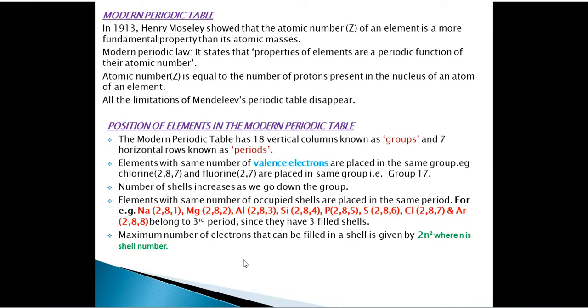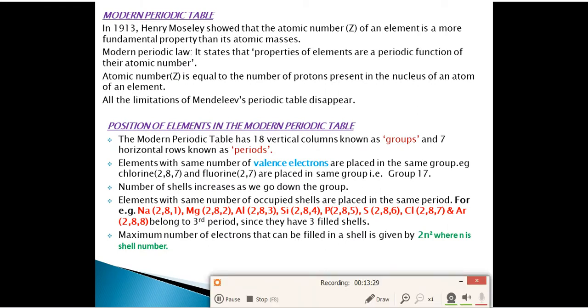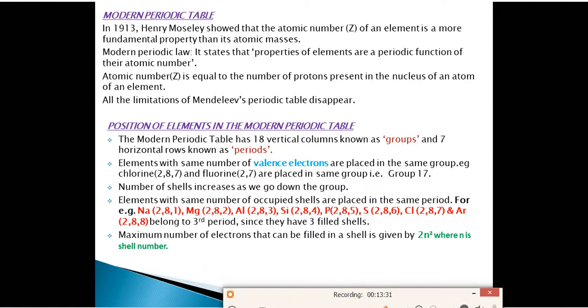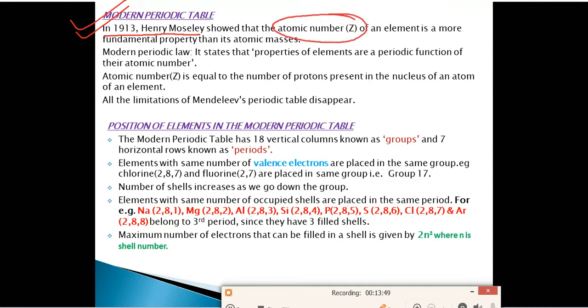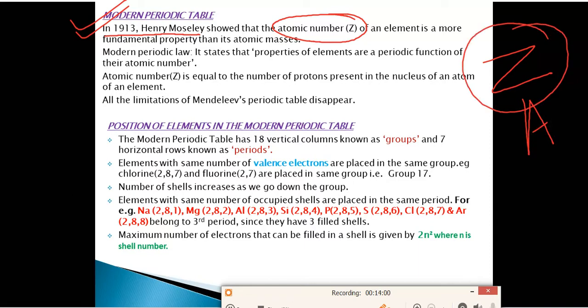Now, after Mendeleev's periodic table, we have to read about the modern periodic table. The periodic table which we are using these days is the modern periodic table. In 1913, Henry Moseley showed that atomic number Z of an element is a more fundamental property than its atomic masses. What Henry Moseley said is that the elements can be arranged according to their atomic number, and it is also an important property as compared to atomic masses. We represent atomic number with Z and atomic mass with A. So according to Henry Moseley, atomic number is a more fundamental property than atomic masses.